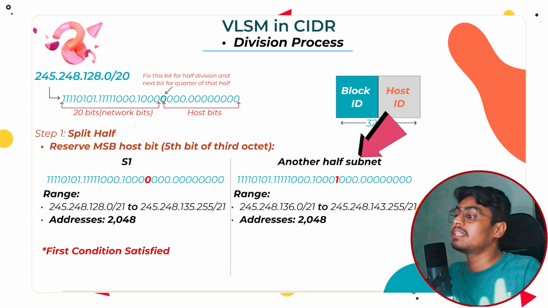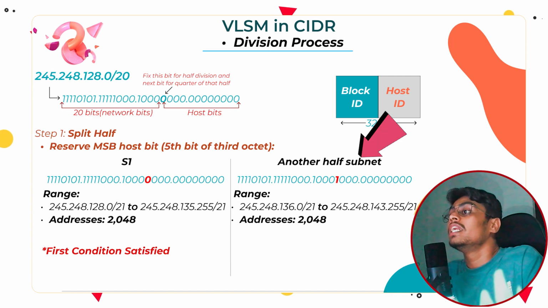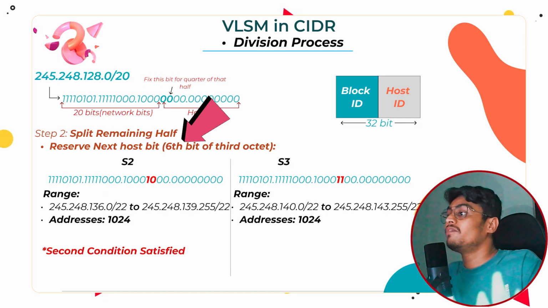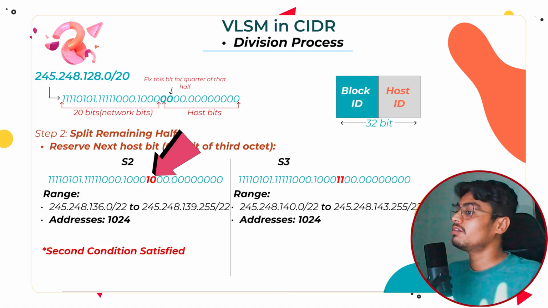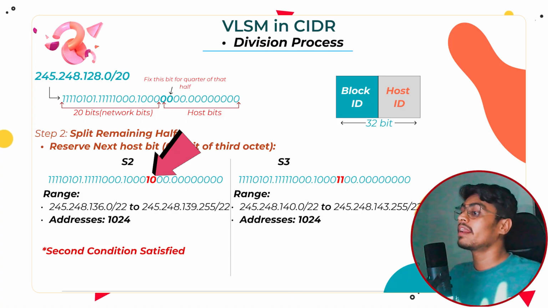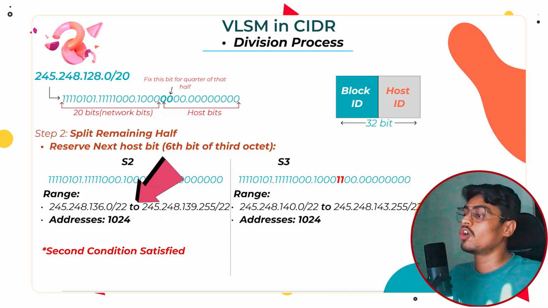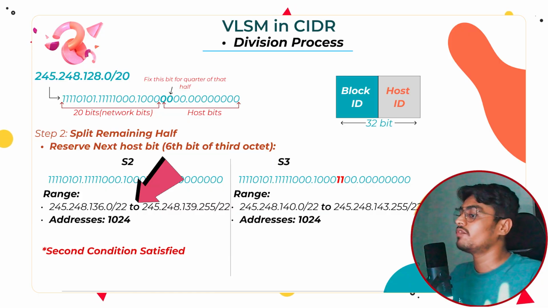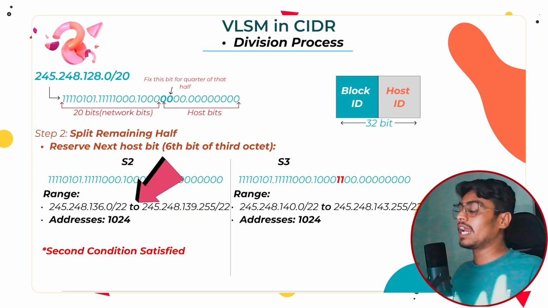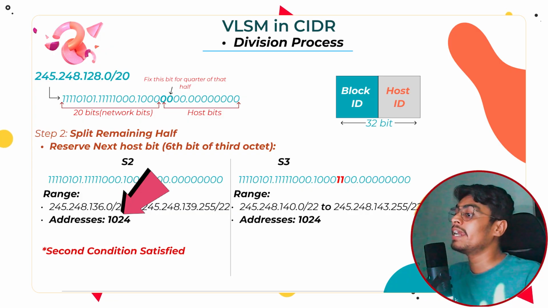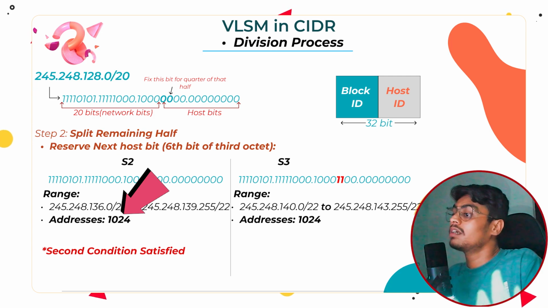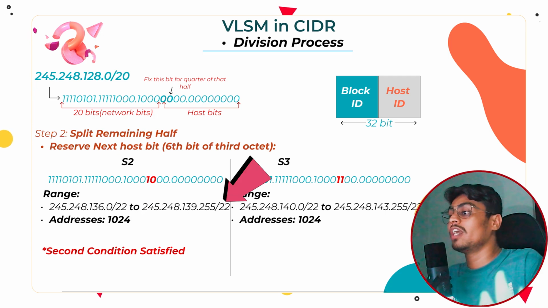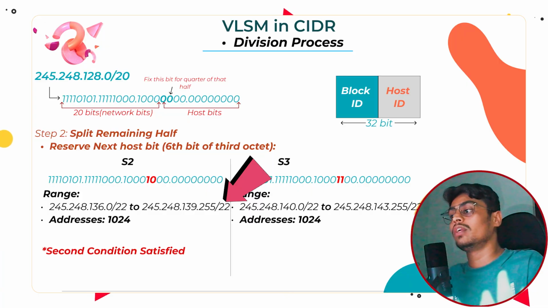Now step 3 is the second division, a quarter each. Divide the second half into 2 quarters by fixing another bit. So for subnet 2, how many fixed bits? First bit 1, second bit 0. Now the range will become 245.248.136.0 to 245.248.139.255. We have discussed how we calculate it. Now how many addresses in subnet 2? 1024, a quarter of the total, and subnet mask /22. Why? Because we have fixed 2 bits now. 20 plus 2 is equal to 22.